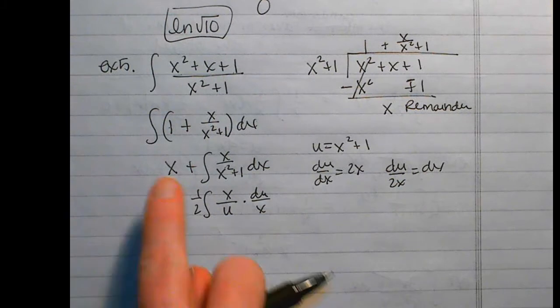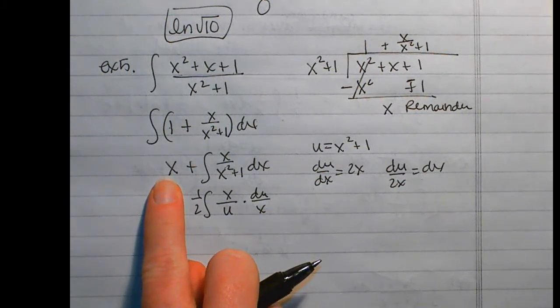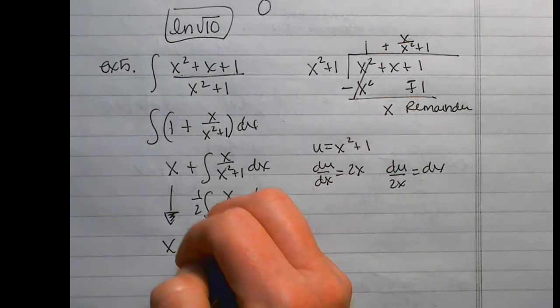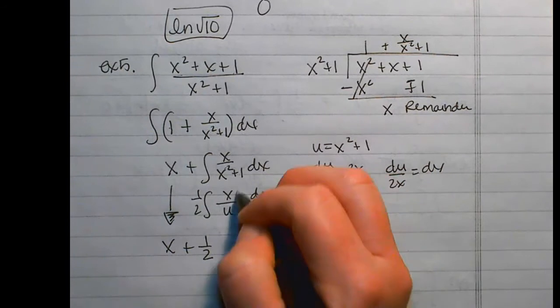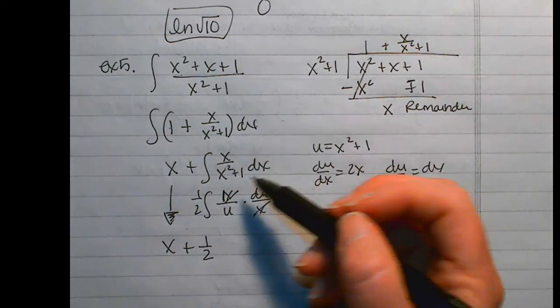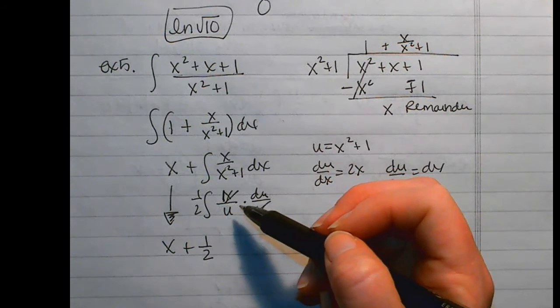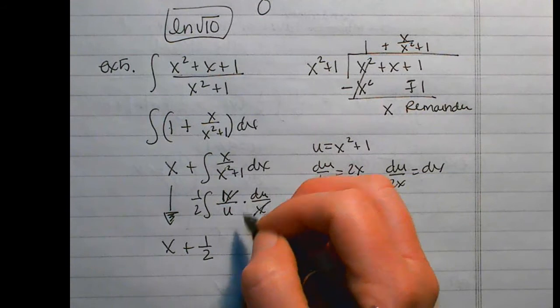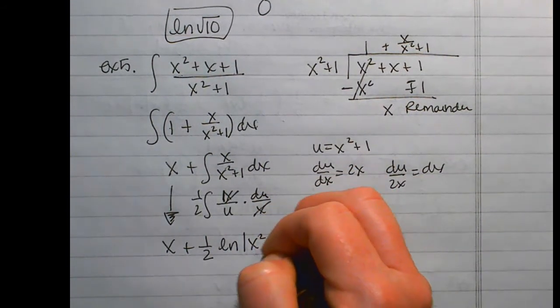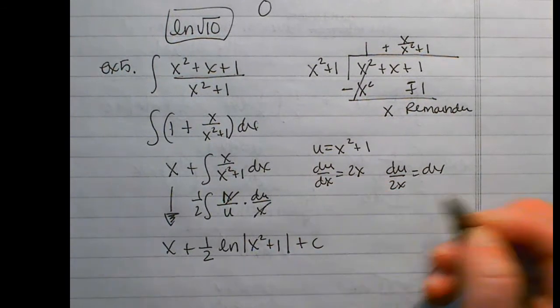You could wait and do this derivative or antiderivative of x all at the same time, but I did it earlier, so I'm not going to forget that. I have x. I have 1/2. The x's cancel. Now I have 1 over u. Make sure you put that 1 there so that you don't think you're doing u squared over 2. Okay, keep it looking like a fraction. So 1/2, and then the natural log of u, which is x squared plus 1, plus c.